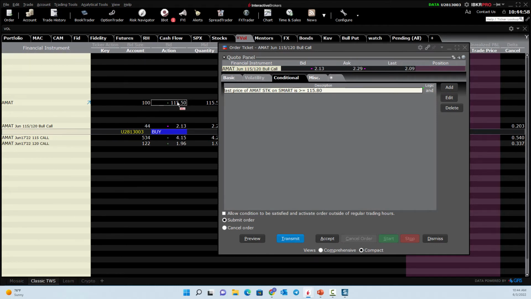So since the stock is trading at 115.50, if we send this order, it won't go through because the stock has not gone greater than or equal to 115.80.